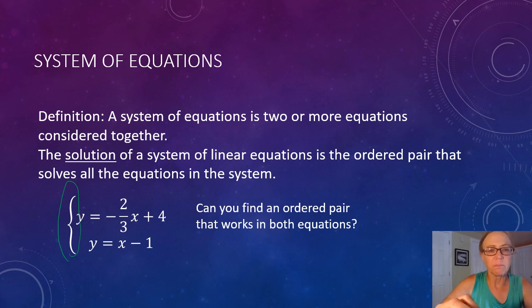For example, if x is 4, 4 minus 1 is 3. But if I plug 4 in for x in the first equation, do I get 3 there as well? And the answer is no, I do not. So (4, 3) is not the solution. So we're going to learn in this video how to find that actual solution by graphing.